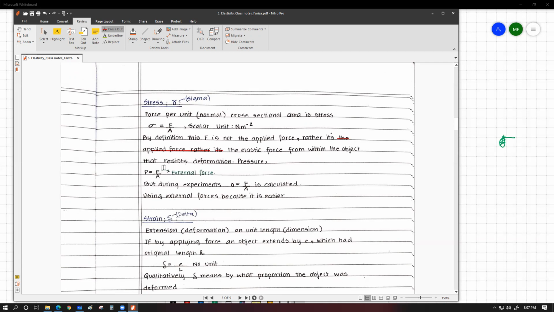So because they are numerically equal, during experiments sigma equals F by A is often calculated. যখন আমরা experiment করি, in many cases we don't bother to calculate or find out the internal force individually by its own location. Rather, the applied force or the external force is in many cases used to calculate the value of the force. যেমন এটা একটা experiment তোমাদেরকে আমি একটু পরে দেখাচ্ছি, experimental setup-টা দেখাবো. For example, P equals F by A, which is called the external force.